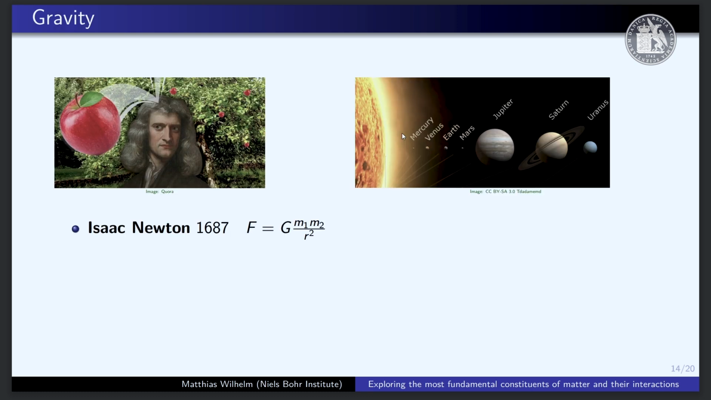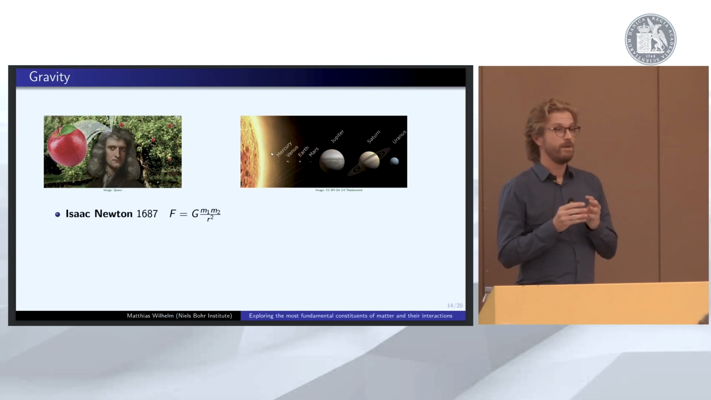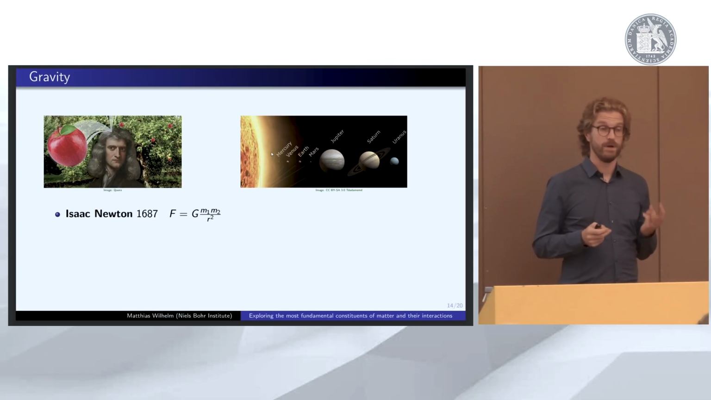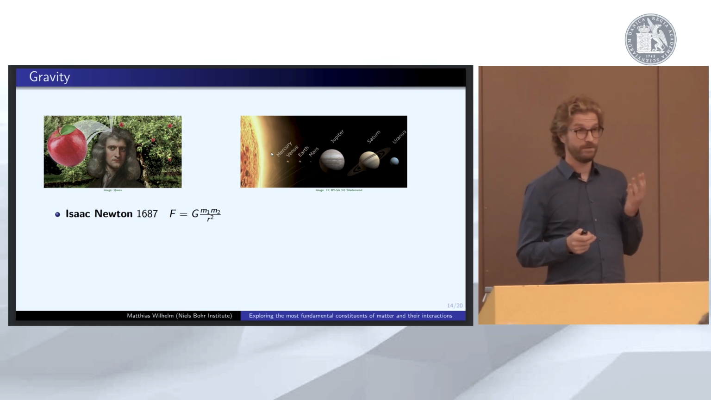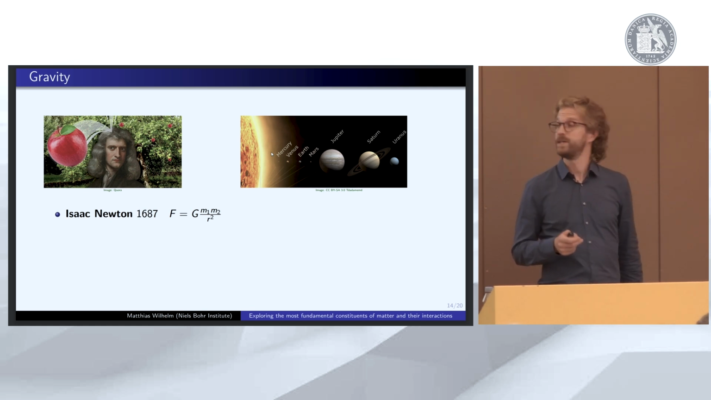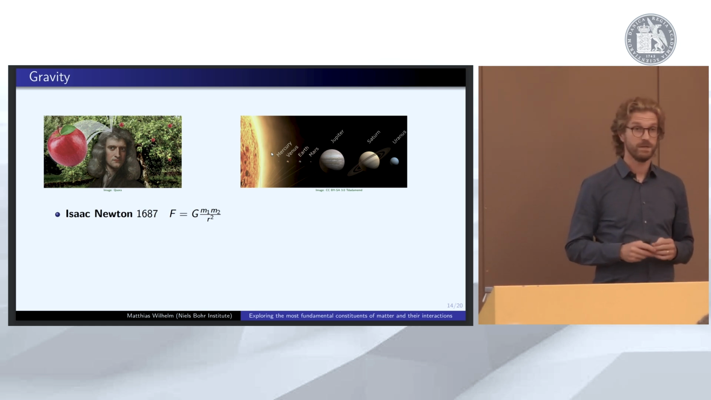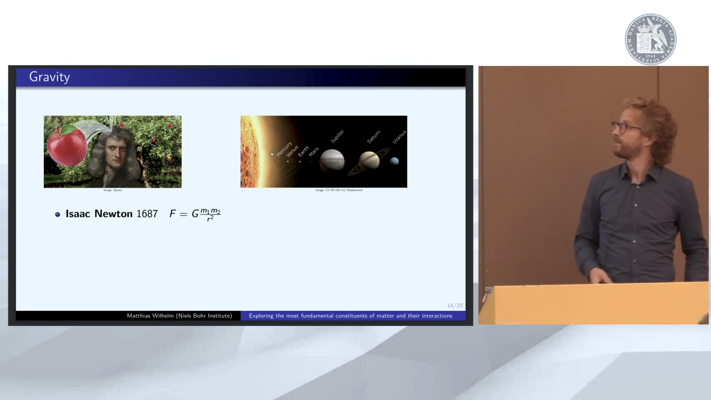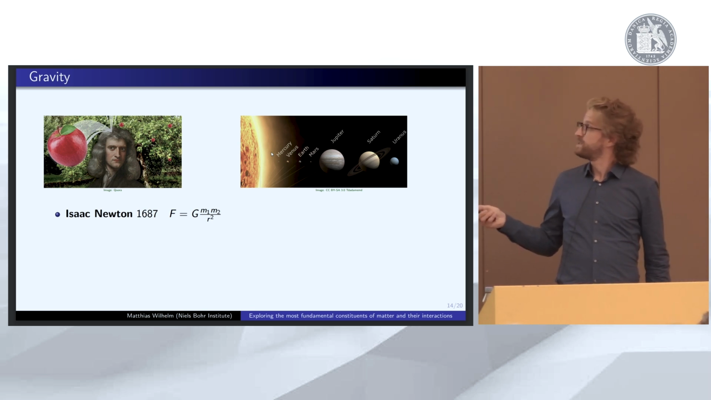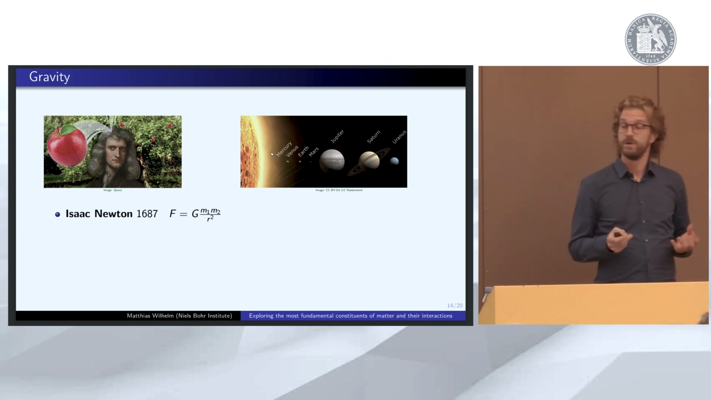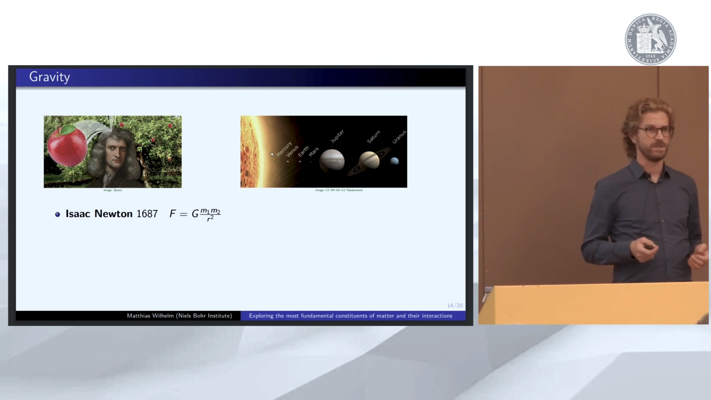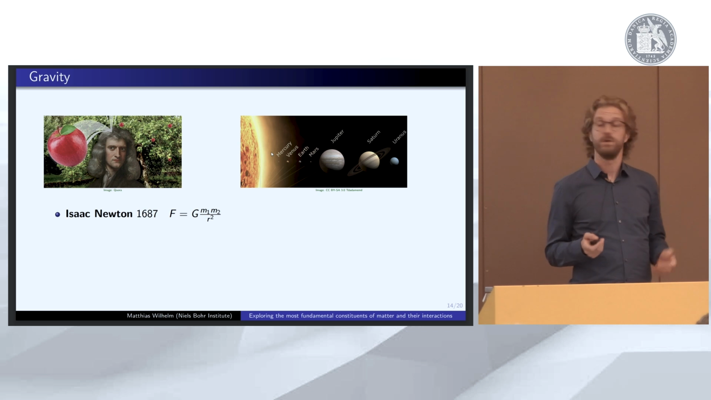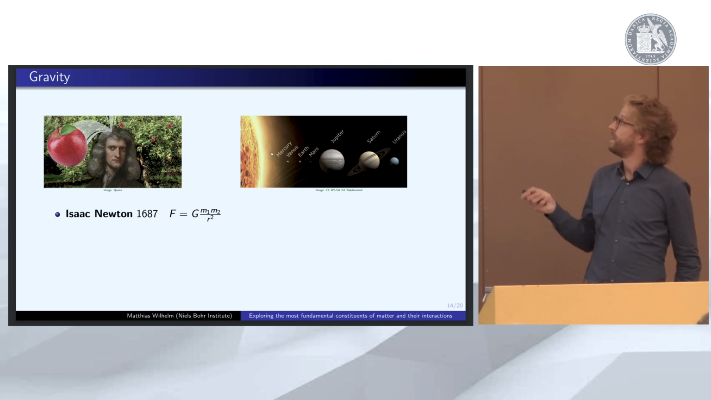So far, we've looked at the very small. We've seen three of the most fundamental forces of nature. The fourth known fundamental force of nature is gravity. And to see this, we need to zoom out. Already in the 17th century, Isaac Newton realized that the same forces that make apples fall are governing the motion of the planets in our solar system.